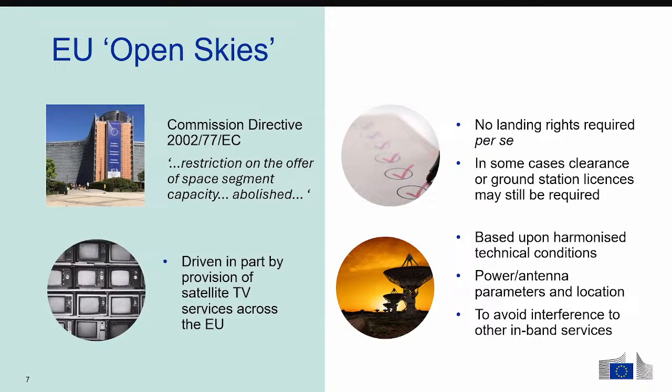But in some cases, it usually requires some kind of authorization for the ground station. And this is really based upon the technical parameters of the ground station. So it could be the power or the antenna sizes, the location. And this is for the uplink. And it really is aimed at avoiding interference to other in-band services. So it's not meant to be a barrier. It's really about trying to ensure that the space services that are being offered don't cause interference to other services that are in the band.